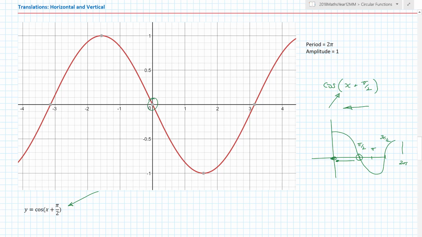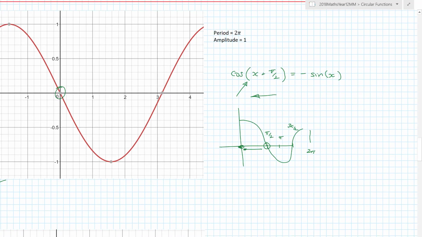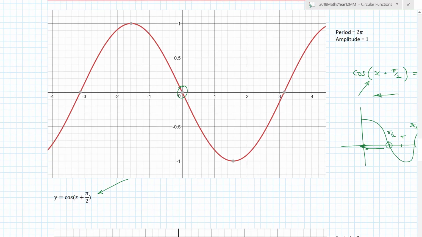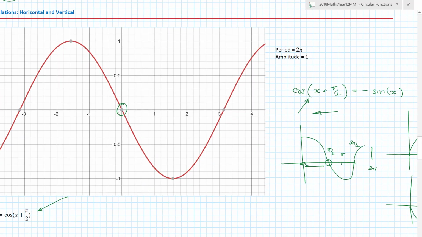Does it change the period? No, because the translation won't change the period. Does it change the amplitude? No, once again, the period is still 2 pi. The amplitude is still 1. But in this situation, what do we notice? Well, we've actually noticed that we have our sine curve, but the sine curve that's reflected. So you could argue here that that's equal to the minus sine of x. Yeah, if you think about it, what does my sine curve normally look like? It looks like this. My minus sine of x would look like this, and that's exactly what we've got. And believe it or not, that's actually an important identity, that the cosine of x plus pi on 2 is equal to the minus sine of x.